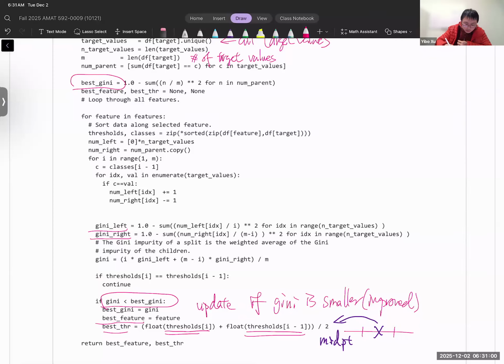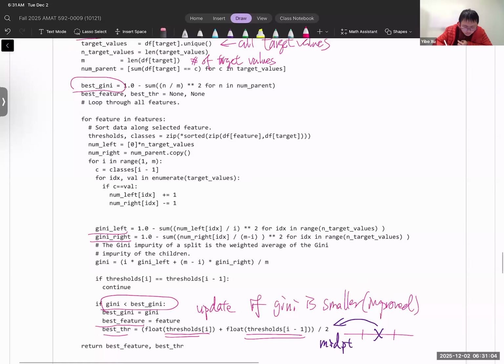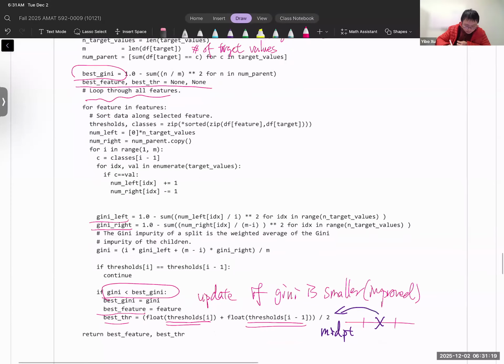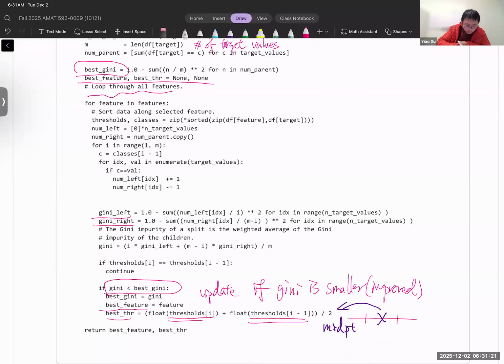And that's the initial step. So you have the best Gini as one Gini value. Okay, but then we look for all the features. Look through the features. That's a really large for loop. That's all the way below. Let me get another color there. So that's looping through all these.